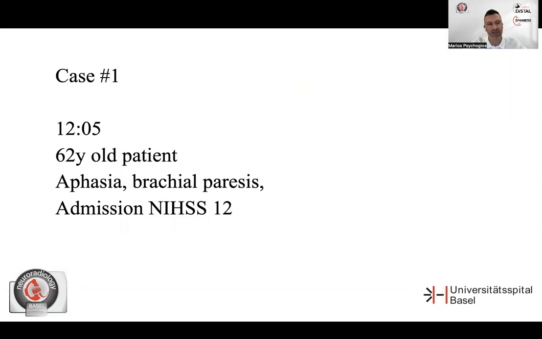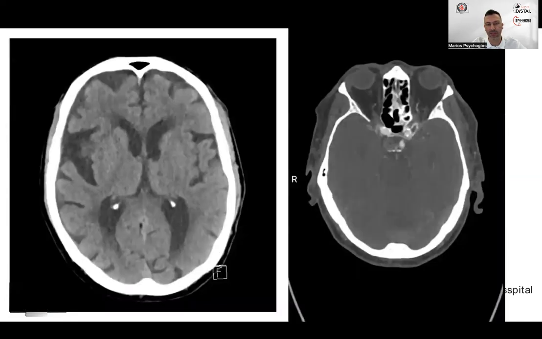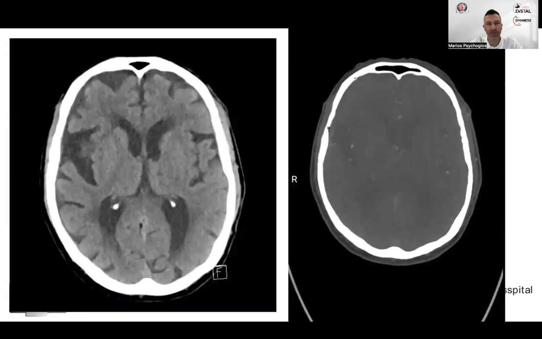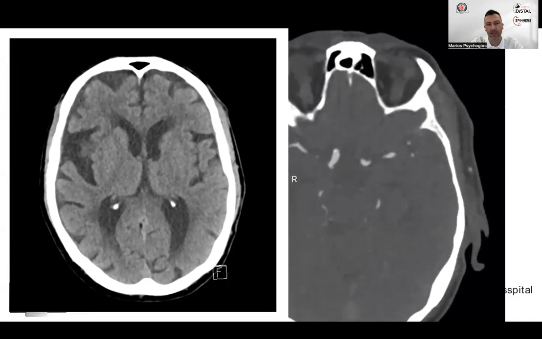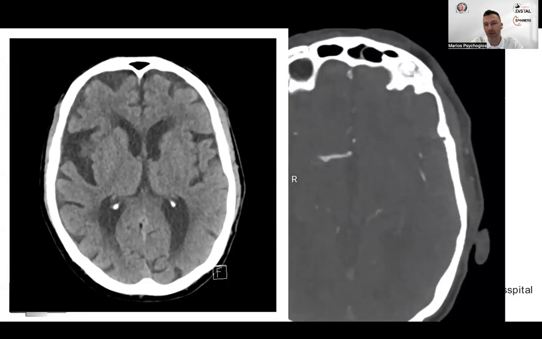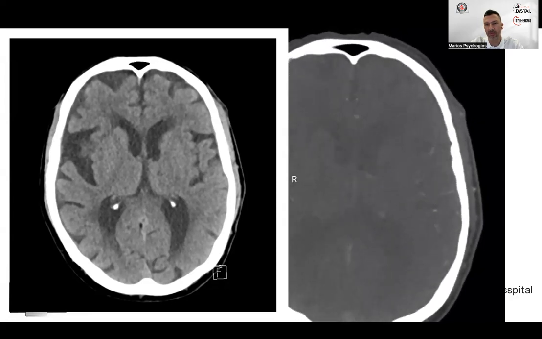It's a 62-year-old patient arriving at midday to our hospital with an aphasia and paresis on the right side. Admission NIHSS was 12, so he was a bit affected. And these are the images that we saw on this patient. On the CT, we didn't find any early signs. Didn't see any demarcation. And on CTA, of course, there is a big arrow there showing the occlusion, a distal M2 occlusion.